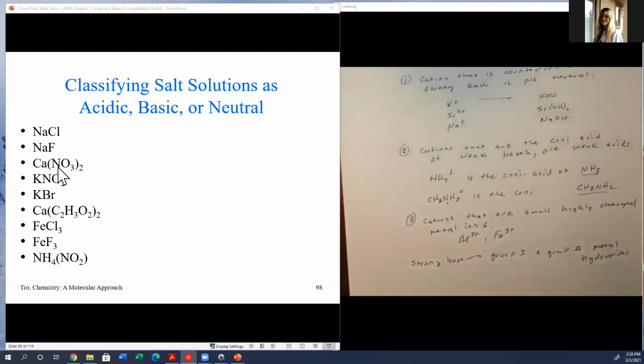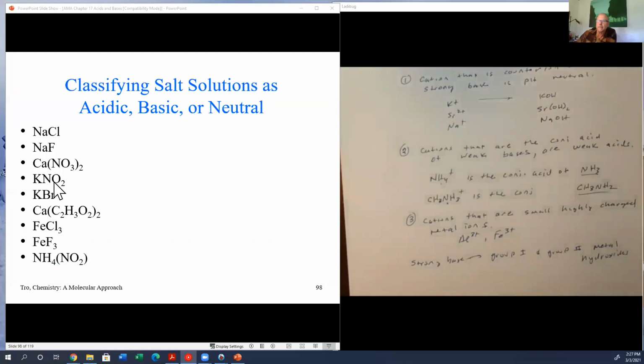Neutral. So what can we say about calcium nitrate? Neutral. Okay. Potassium nitrite, K plus, acidic or neutral? Neutral. Sodium fluoride, NaF, we said was basic, right? Because of the F minus ion. Potassium is neutral. NO2 minus, is it neutral or basic?